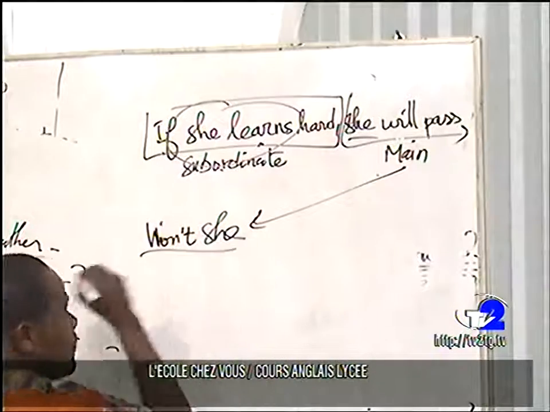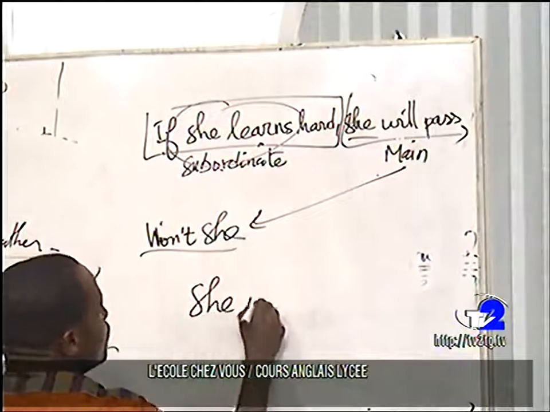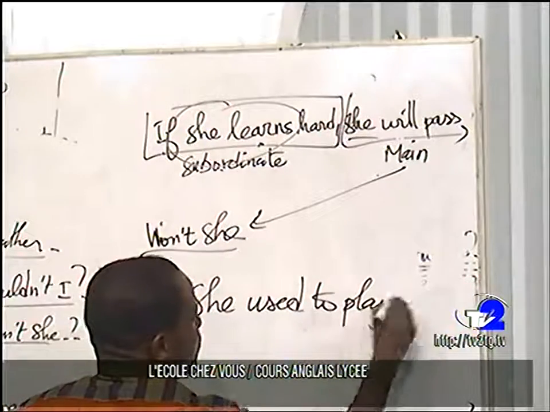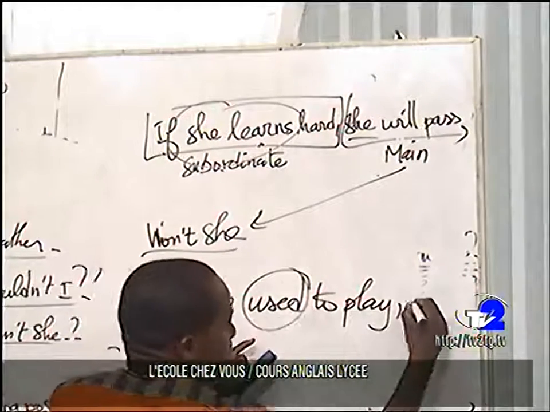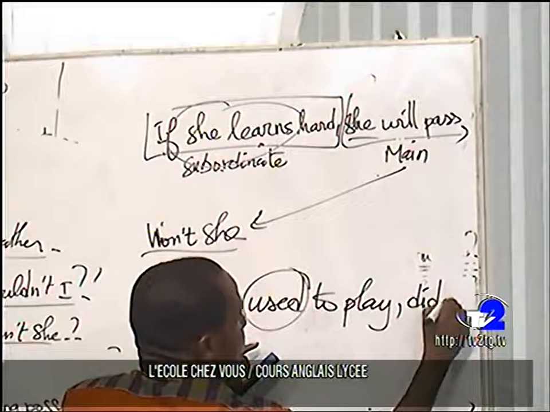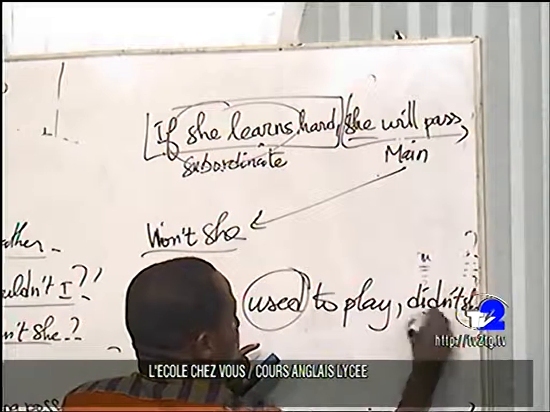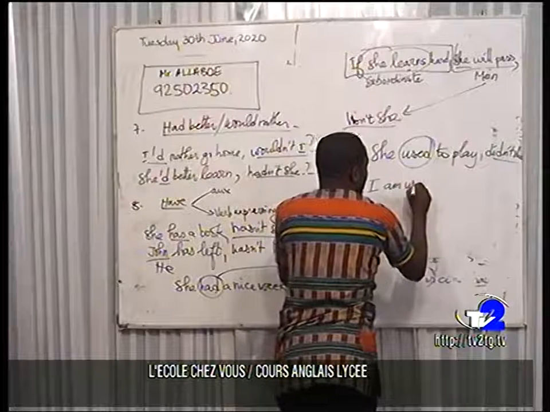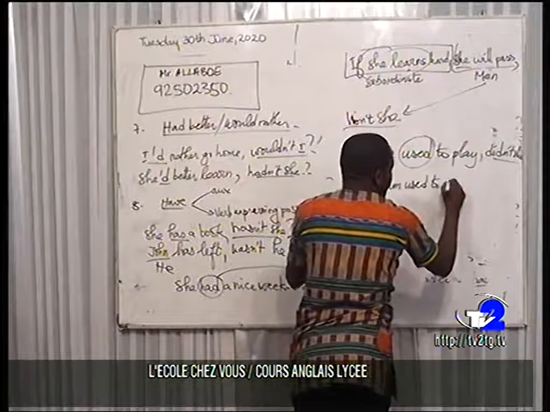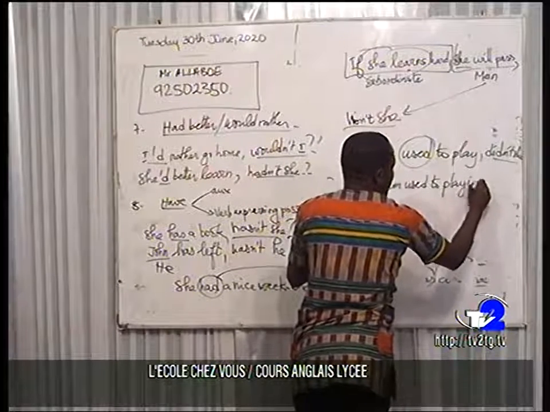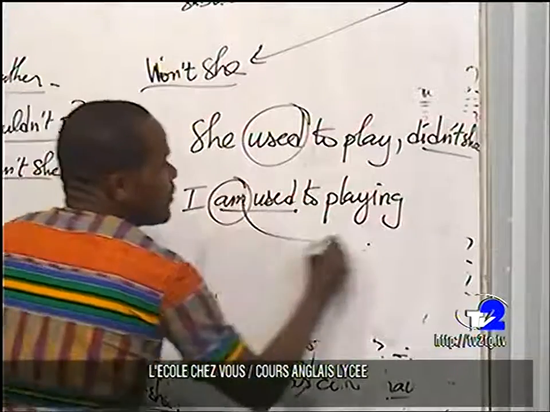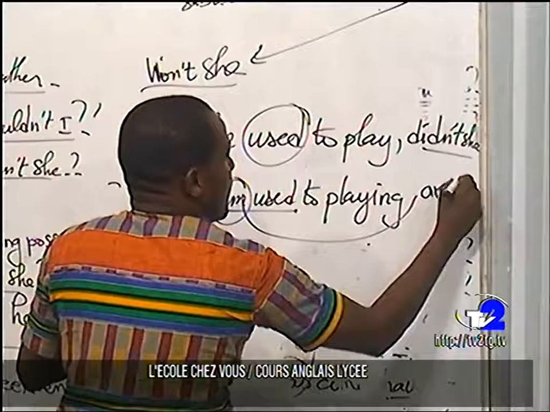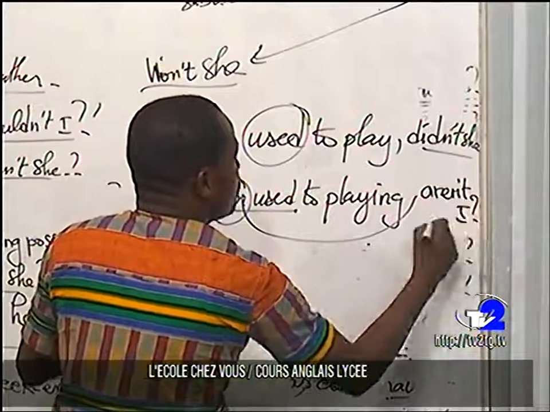And the last one is she used to play. The question tag, this verb is in past. We have to say didn't she? But when we say I am used to playing, we have how many verbs? We have two verbs. The first one is the auxiliary, so we have to say aren't I, as I taught you before.